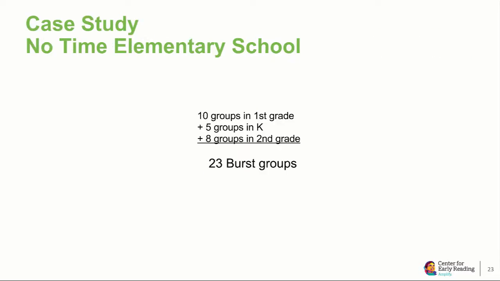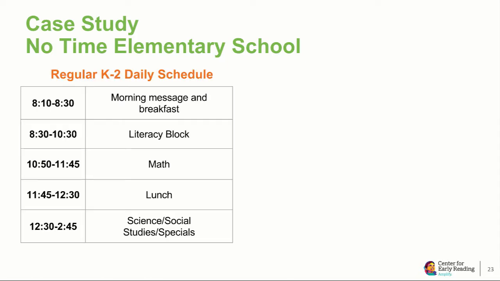Let's go back to No Time Elementary School. There are a total of 23 burst groups in kindergarten through 2nd grade. So we had 10 groups in 1st grade that we saw earlier, 5 groups in kindergarten, and 8 groups in 2nd grade. Here is their kindergarten through 2nd grade daily instructional schedule.